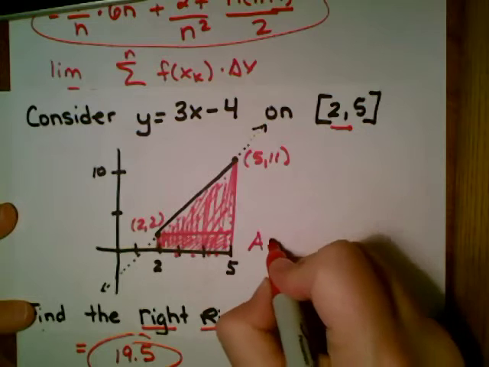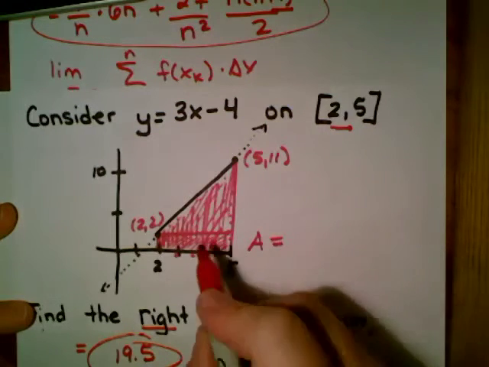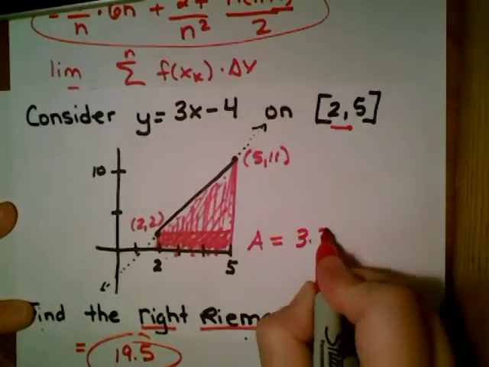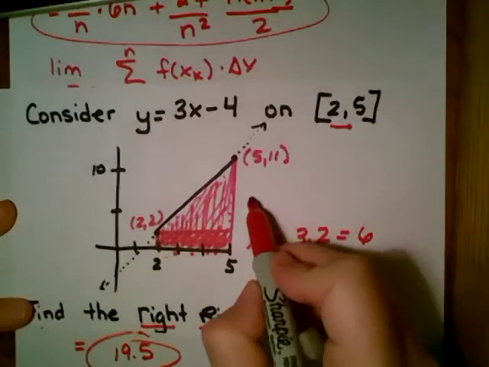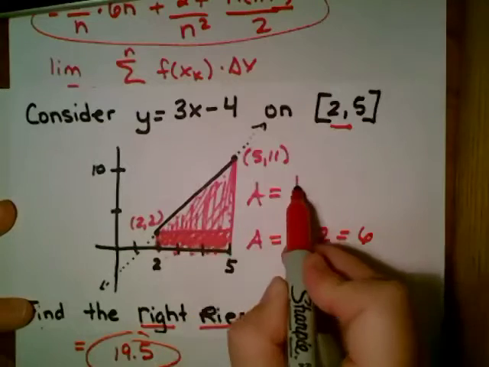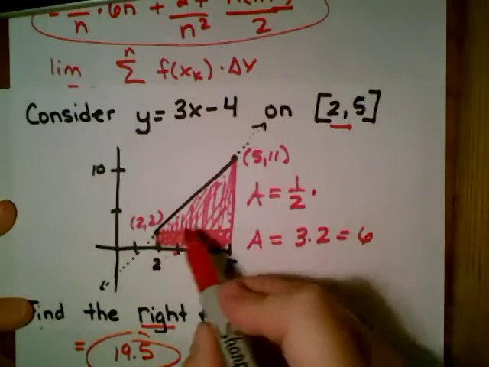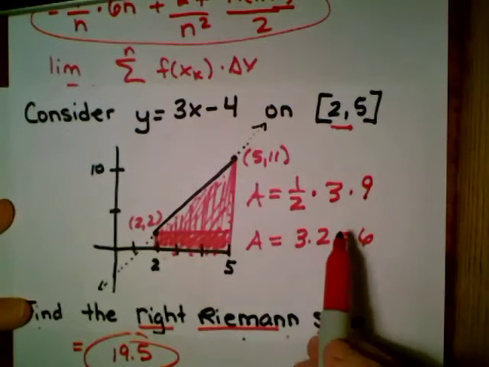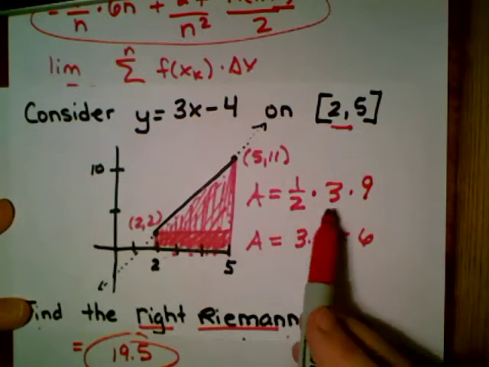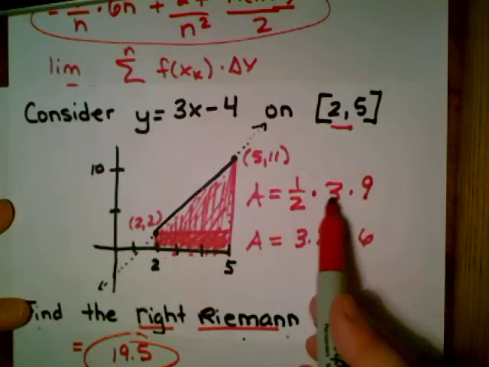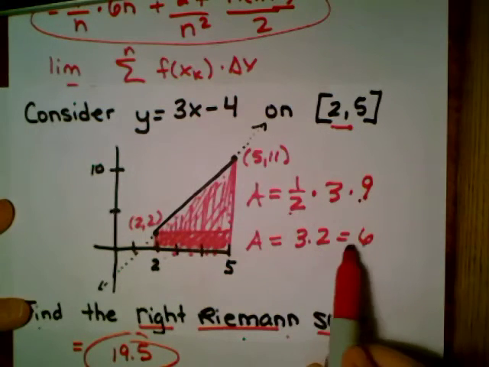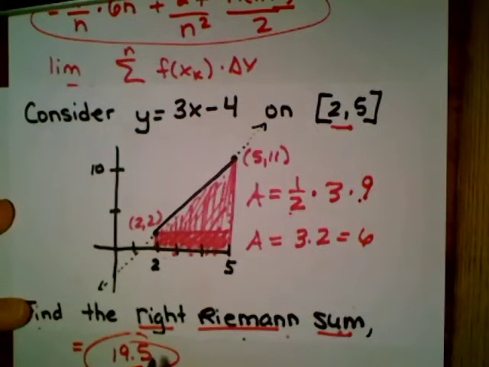And with a quick check, I'll leave you with this thought. The area of this little rectangle here was 3 times 2, or 6. And the area of this triangle here was 1/2 the base, 3, times the height, 9. And check it out. Here we have our 13.5, I believe, half of 27. And here we have our area of 6, and that's our area 19.5.